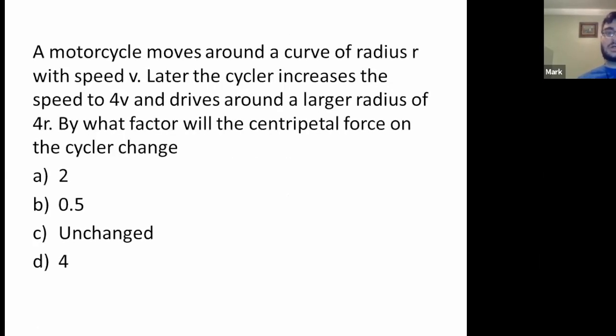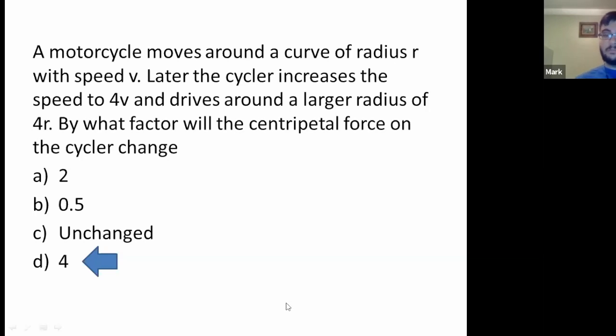This question, I don't want to spend too much time on it because we're already going over, so I'm just going to skip this question. Motorcycle, and I'll go over it together. A motorcycle moves around a curve of radius r with speed v. Later, the cyclist increases the speed to 4v and drives around a larger radius of 4r. By what factor does the centripetal force on the cyclist change?